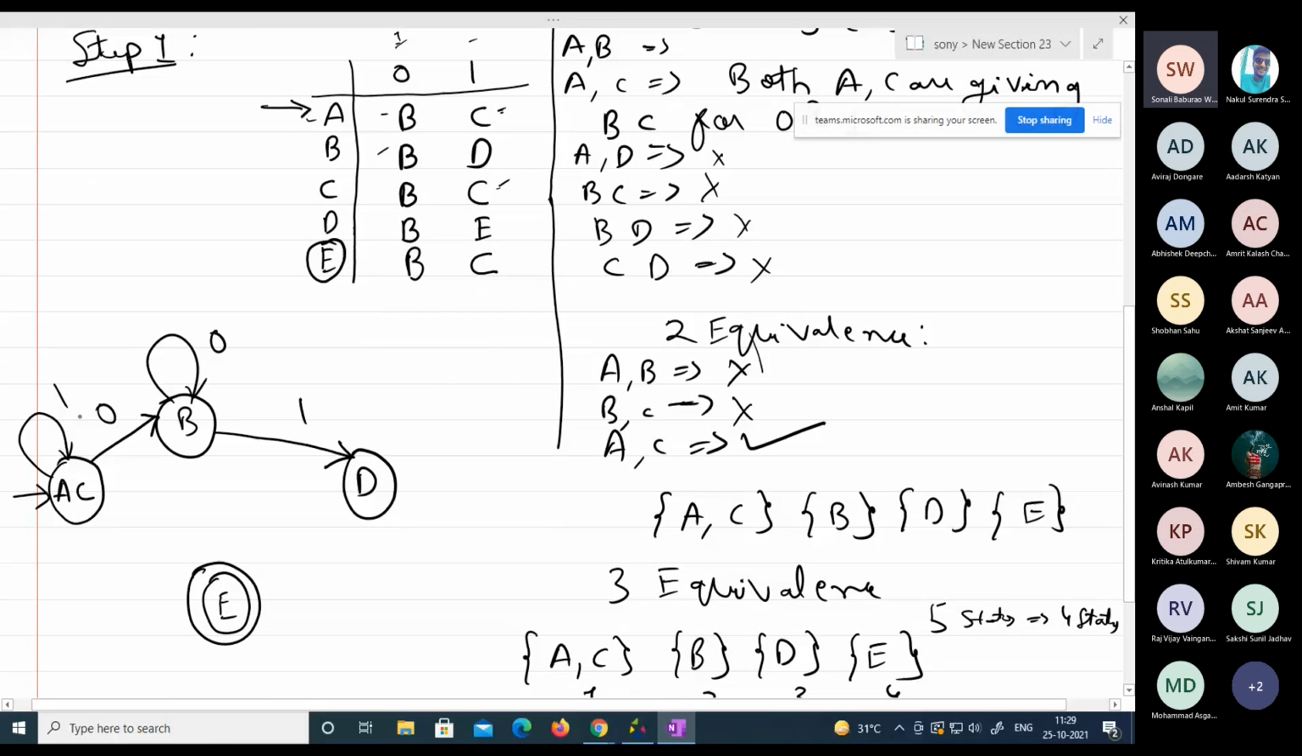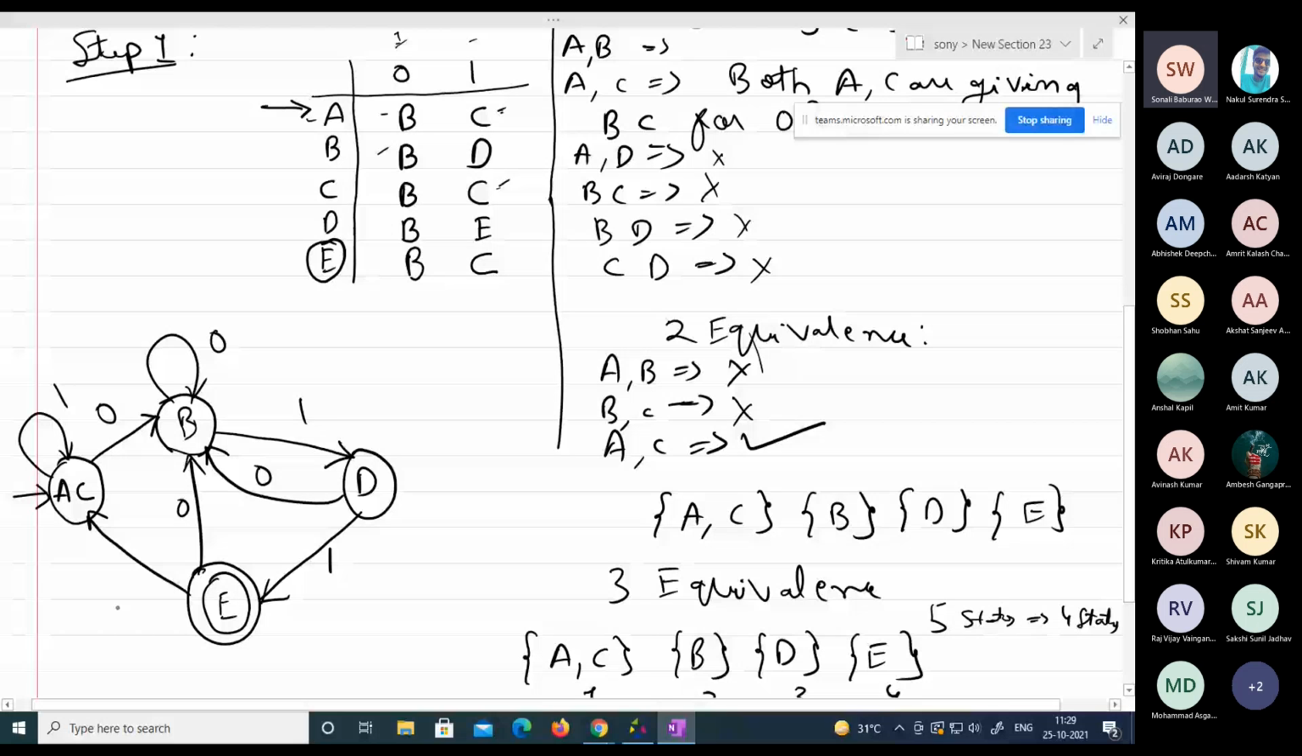D gives 0 to B. D gives 1 to E, so D is giving 1 to E. Then E is giving 0 to B. Similarly, E is giving 1 to C. So it will go in this state. So this is my reduced minimized DFA.